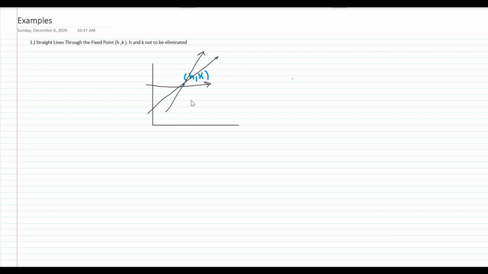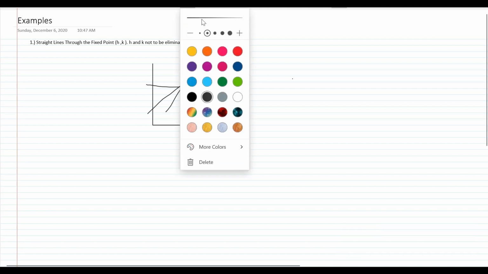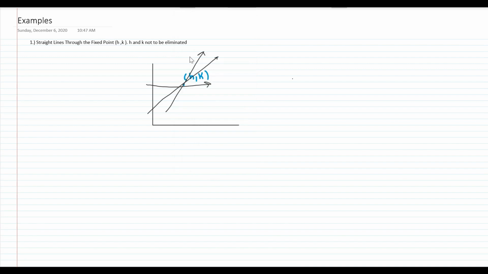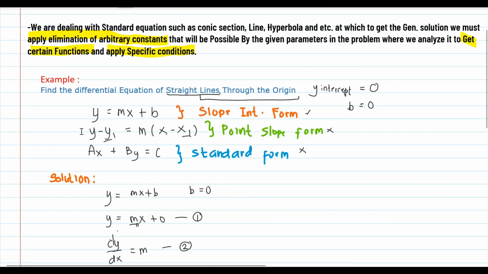So we must go back to our previous example wherein there are three forms of equations that we can use. As you can see in the given, we have x and y. This is x and this is y intercepts that are given from the problem. So the equation that we must use is this one because we have x and y intercepts. So this is the best equation that suits the problem. Okay, so let's use that.